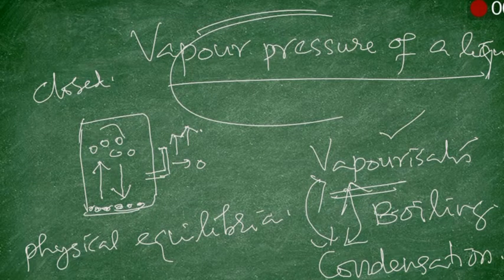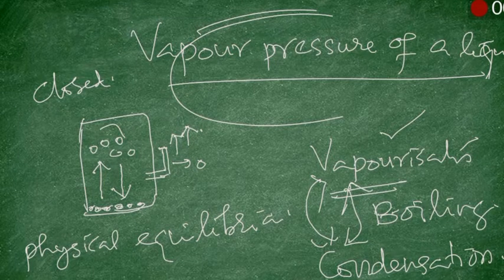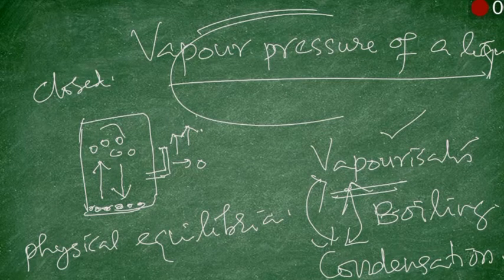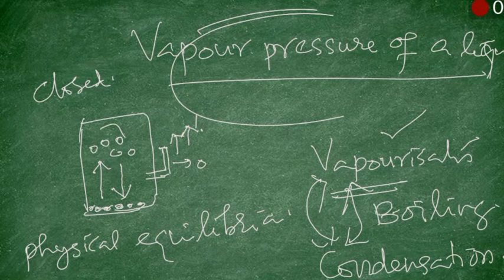Initially, when the vaporization was more, that is the forward reaction, vaporization is more and the condensation is less. Now we say that the equilibrium is established. That means the rate of vaporization and the rate of condensation are exactly the same. So the rate of the forward reaction is exactly the same as the rate of the backward reaction, so that the system is at dynamic equilibrium.